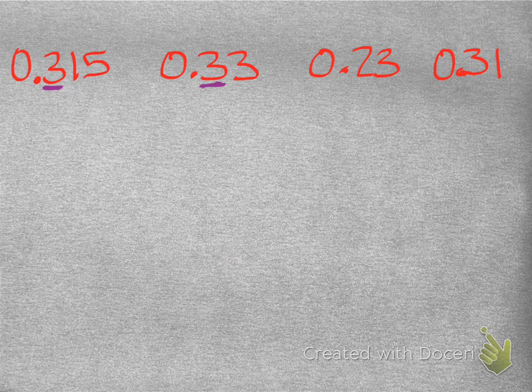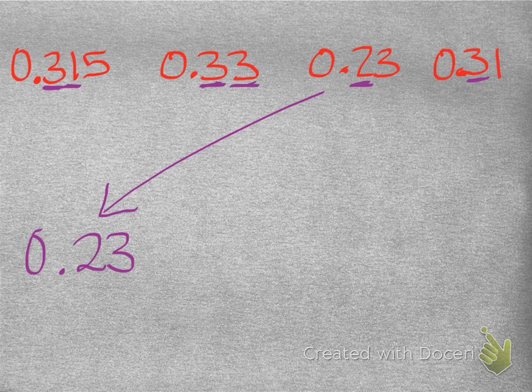And I'm going to look and see. I see lots of 3s, but one of them has a 2. So right away, I can tell that 0.23 is the smallest. Now that I'm done with that, I'm going to go to the hundredths place and look at all of these.